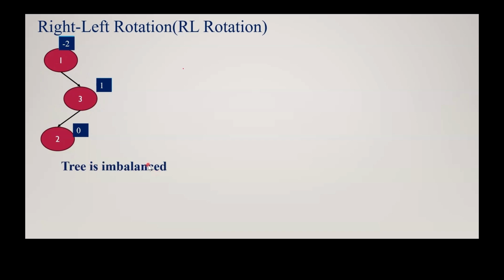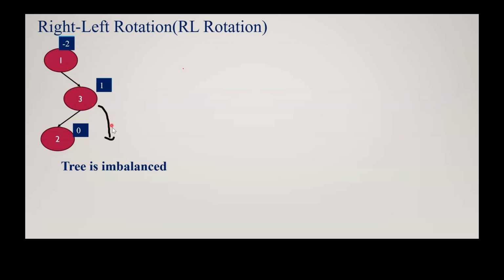If it is imbalanced, then we have to do the rotation. Next question, how to do it? At that time you have to check the sequence after insertion of 2, when the tree becomes imbalanced. Now this is the right, then this is the left. So first the right node is inserted, after that the left node is inserted, after that the tree is imbalanced. So which rotation do we have to use? We have to use the right and left.